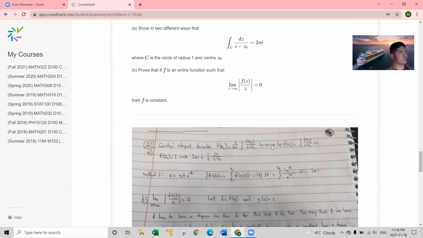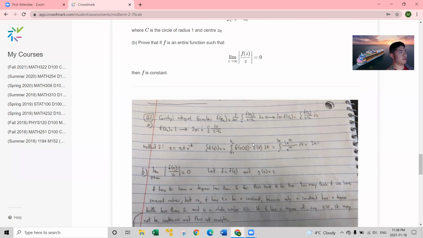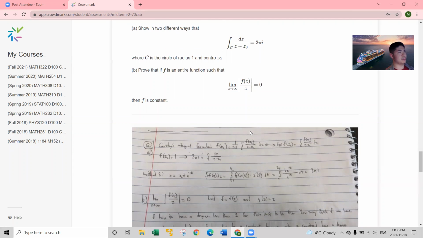Then substitution and algebraic manipulation: 2 pi i f of z naught is equal to the integral over C of f of z over z minus z naught dz. Based on the looks of it, f of z naught is very clearly equal to 1. So knowing that, 2 pi i is this integral over C of dz over z minus z naught. That's the first way you do it. The second way is another formula.